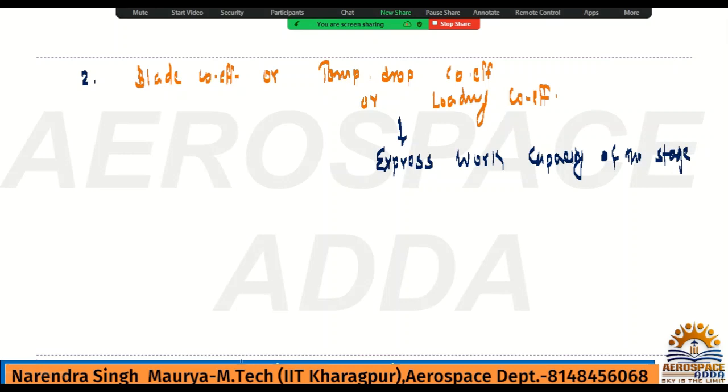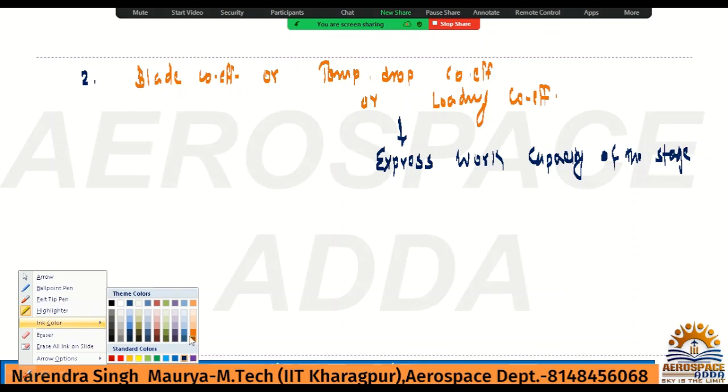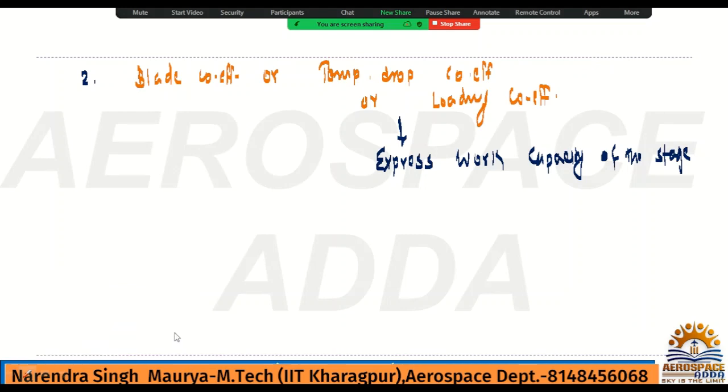If you remember, the compressor also explained the same thing. In the case of the compressor it was the total work input, but here it is the work produced or generated divided by the square of the rotational speed. So psi is equal to the work produced divided by the square of the rotational speed. This is what is called the temperature drop coefficient or loading coefficient. What is the W? What was the work in the case of the turbine?